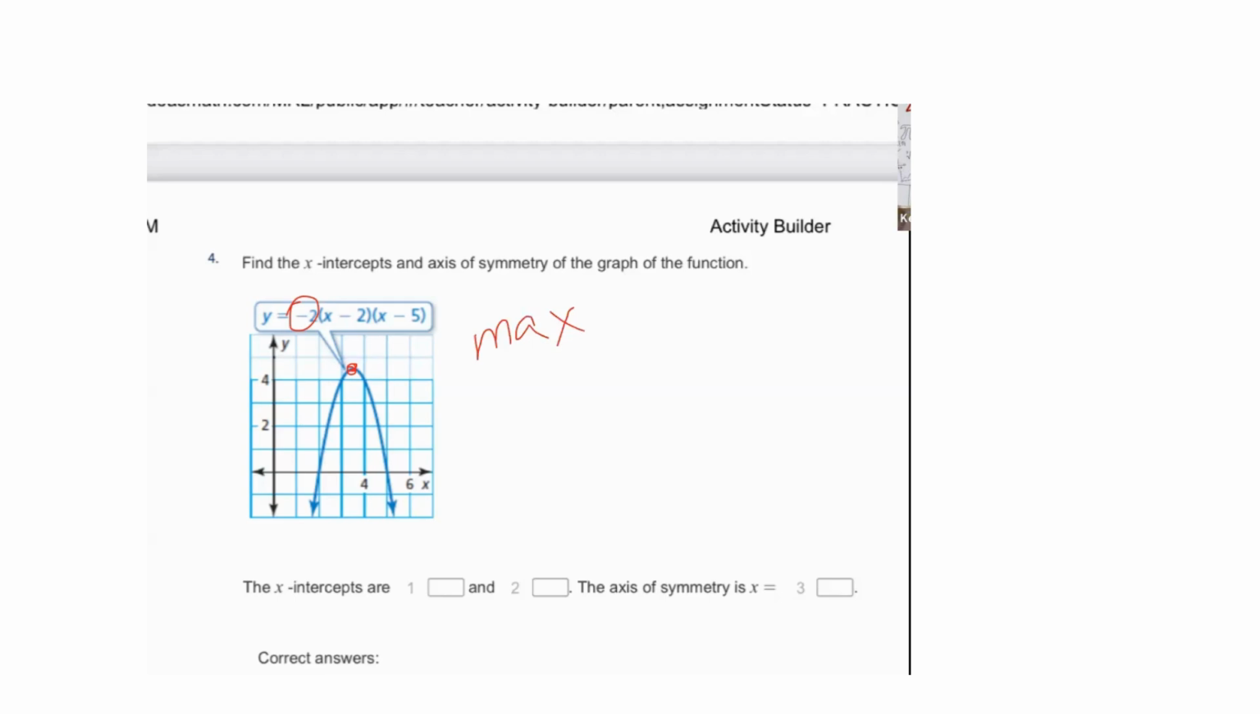Okay. Now we can't tell exactly what that maximum value is because it's between like 4 and 5 for y, because these go by ones. 1, 2, 3, 4, 5. So it's somewhere between 4 and 5. So just looking at the graph, we can't find out what the maximum value is, but it would be a maximum value, and it would be y equals, I'm just going to say 4.5. It's not really, but anyway.